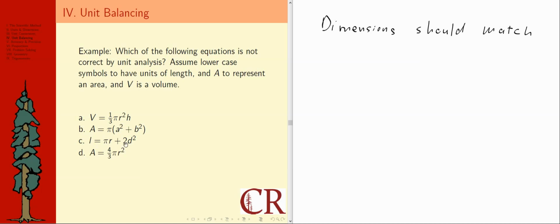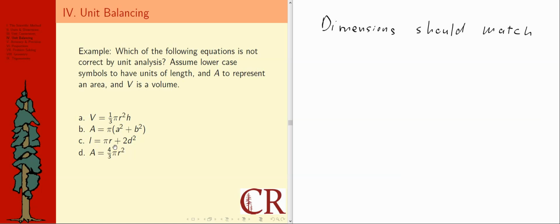Oh, but look at this. 2d squared. The exponent 2 in particular messes things up here because that's a length squared. So we're taking length plus length squared. It turns out that when we looked at the key concepts for this topic, we focused on dimensions or units balancing on either side of an equal sign. But it's also not okay, not correct in that sense by unit analysis, maybe saying it in a more broad sense, to have one term have units of length and another one that is added to that term have units of length squared. So I think C is going to be the answer.